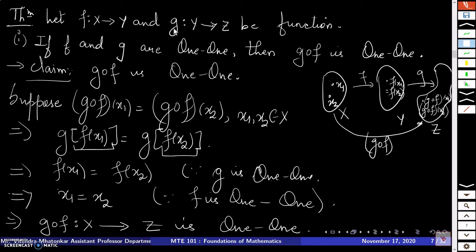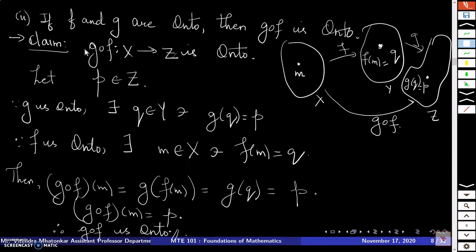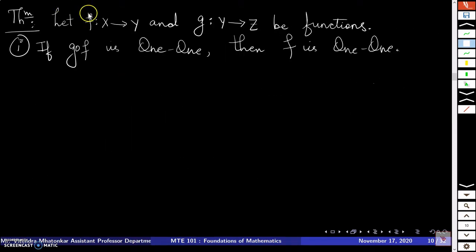So looking at the first one, if g composite f is 1-1, then f will definitely be 1-1. Okay, and we cannot say anything about g, whether g is 1-1 or not. It may or may not be 1-1, but f is definitely 1-1, and that's what we will prove now. So let f from X to Y and g from Y to Z be functions. If g composite f is 1-1, then f is definitely 1-1, and we cannot say anything about the function g.